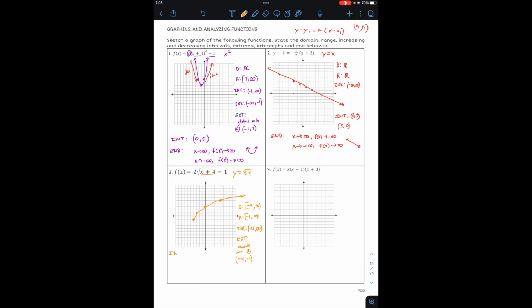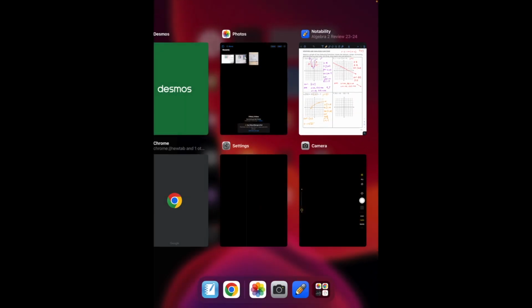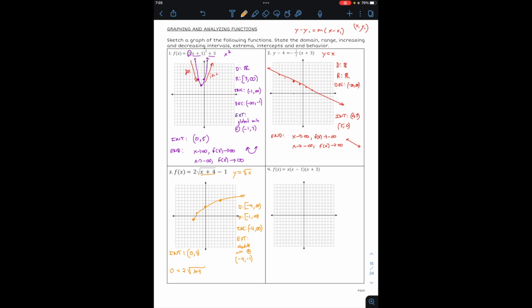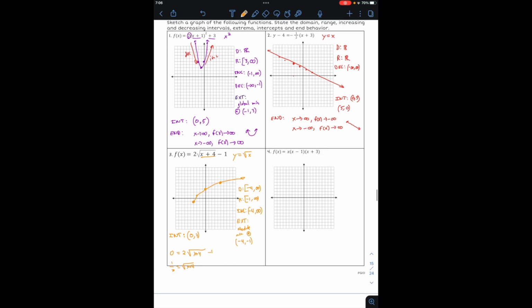Intercepts. So we can see we have 0, 3 is our y-intercept. Our x-intercept is less clear. We might actually want to solve that. So we get 0 equals 2 square root of x plus 4, minus 1. So 1/2 is equal to the square root of x plus 4. Squaring both sides, you get 1/4 equals x plus 4. So x is going to equal 1/4 minus 4, that's 16/4, so -15 over 4. So that'll give us -15 over 4, 0.